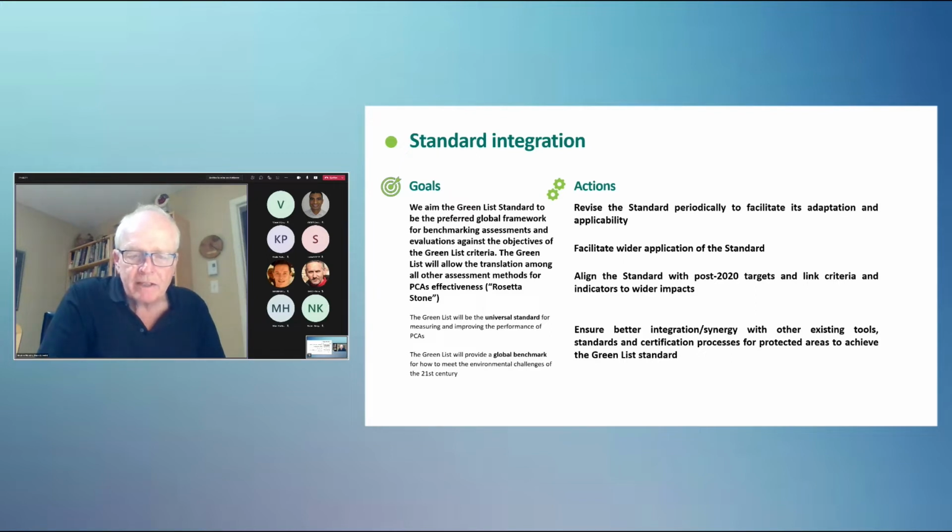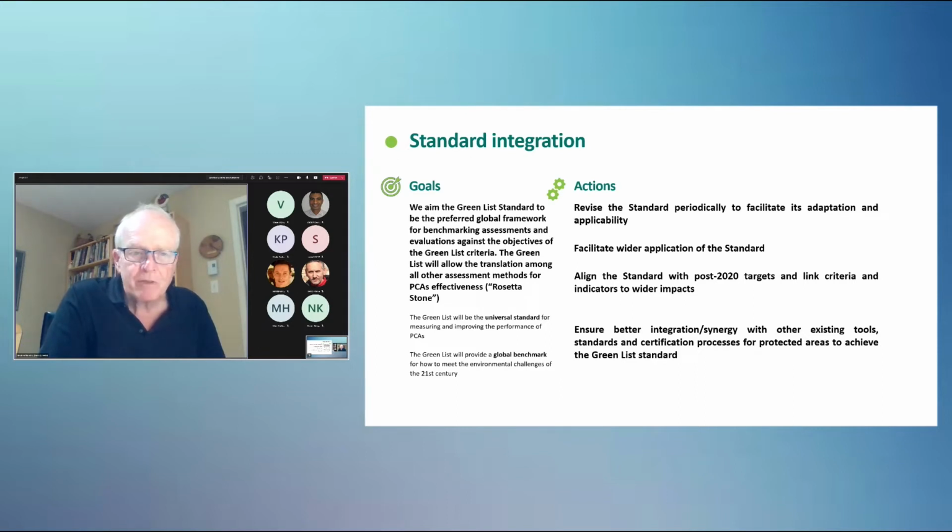And we hope that it exists as a global benchmark, which we can use to compare against the many other PAME or protected area management effectiveness tools which exist. The Green List is the most comprehensive of these. So as Terry mentioned, it can be a Rosetta Stone. It can allow comparison and benchmarking between these different management effectiveness tools. We don't think this is perfect. We're committed to revising the standard periodically to make sure that it is the best that it can be.